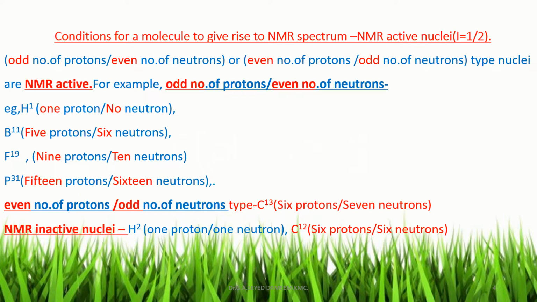So C12 consists of 6 protons and 6 neutrons. This is an example of an even-even type. So even-even and odd-odd type nuclei are NMR inactive.